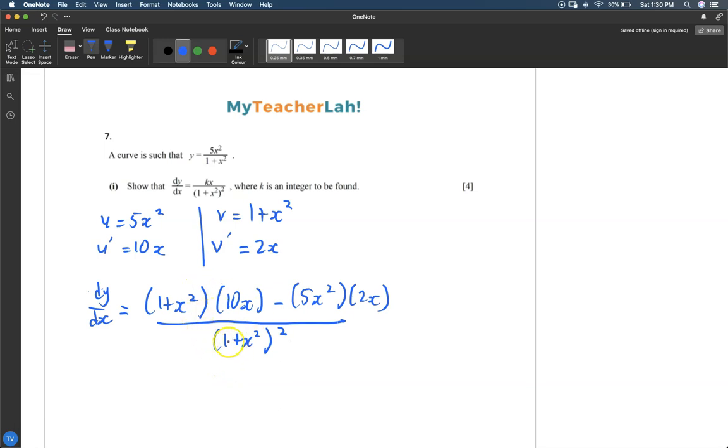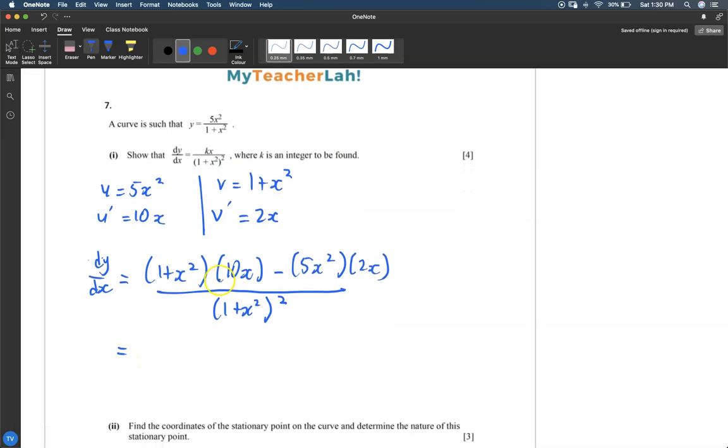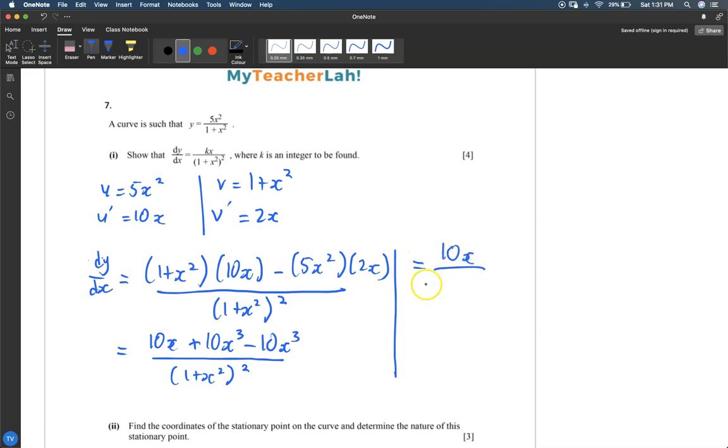Okay, we're done up until here. Now, these are the type of question where you actually have to simplify the top so that you can make comparison to what is given. So now I will do some extra steps. The extra step would be to try and simplify the top. So I'm going to end up getting 10x plus 10x cubed minus 10x cubed, if I were to expand the top. The bottom remained the same, because they didn't really make much changes to the bottom here. It's exactly the same, so just leave it like that. And finally, you will end up getting 10x over 1 plus x squared, squared. So note that this is k, and this is k. Therefore, k equals 10 by comparison. Done.